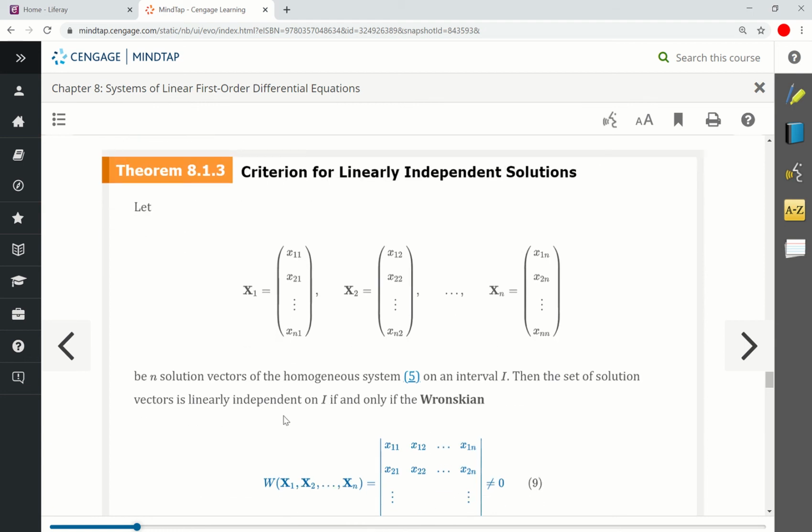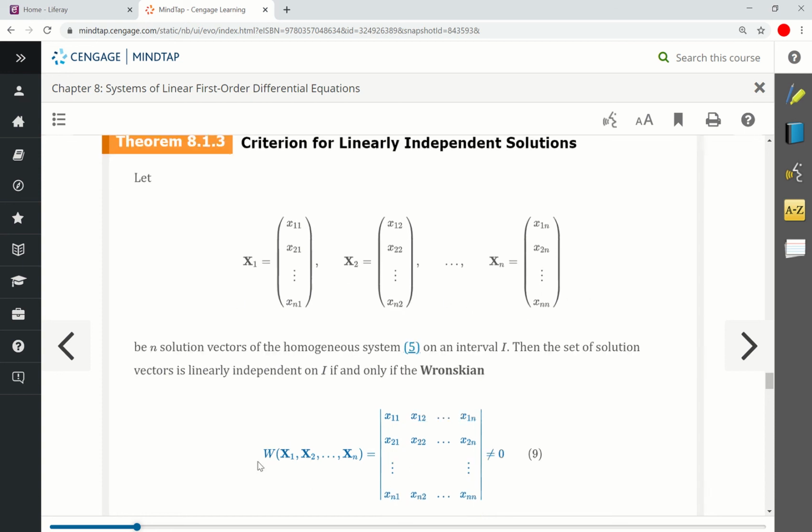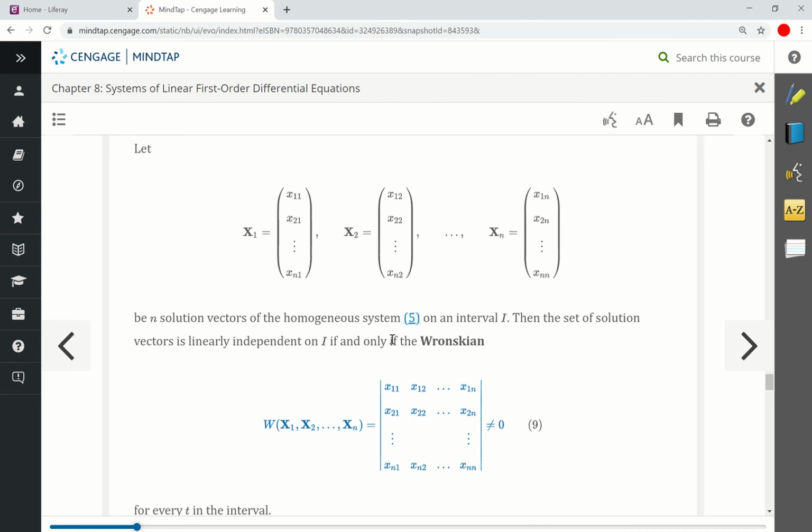And so this is theorem 8.13. Let's suppose we have x1, x2, up to xn. We assume that these are all solutions to our linear system. These solutions will be linearly independent on the interval I if and only if the Wronskian is non-zero. To form the Wronskian of those solutions, it's the determinant of the matrix such that the first solution vector is the first column, x2 is the second column, up to the xn solution vector, which is the nth column of this matrix.